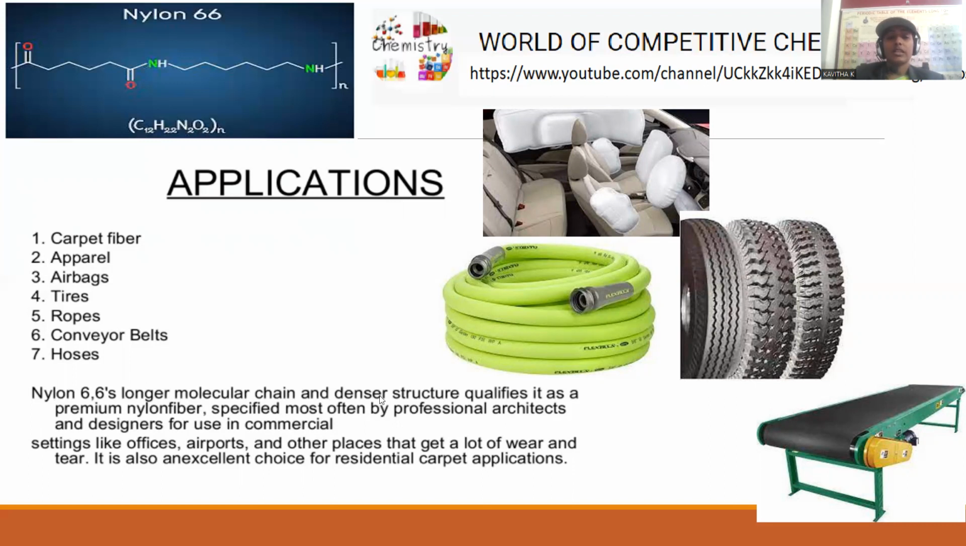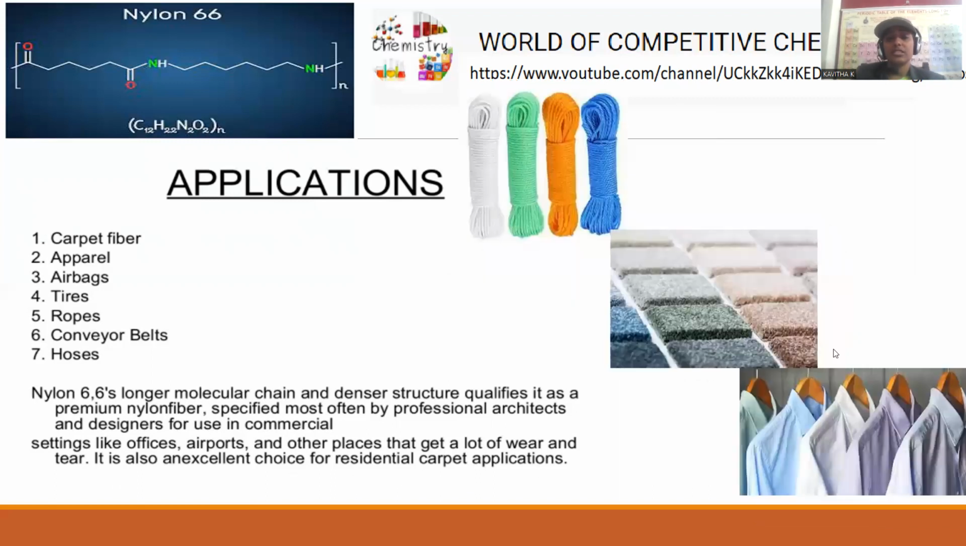Nylon 6, with its longer molecular chain and denser structure, qualifies as a premier nylon fiber, specified most often by professional architects and designers for use in commercial settings like offices, airports, and other places with a lot of wear and tear. Because of its wear and tear resistance, even by applying foot traffic, it will not be deformed. Hence we apply it in so many places like offices, airports, and others. It is also an excellent choice for residential carpet applications, so such carpets are also made of nylon materials.